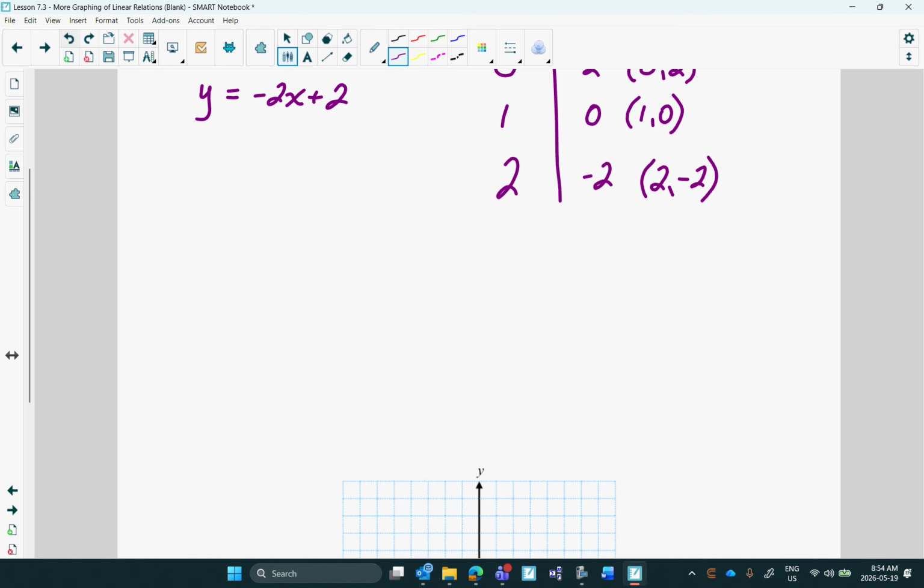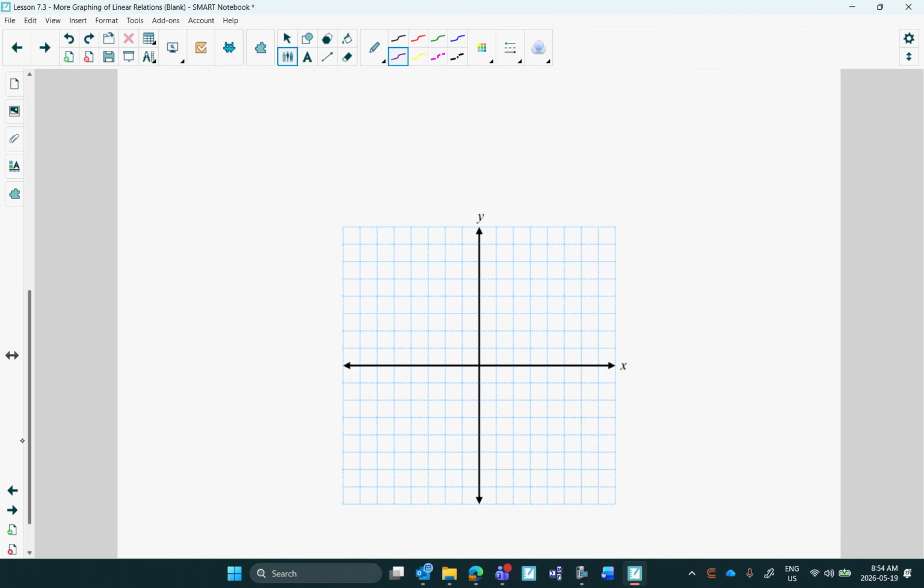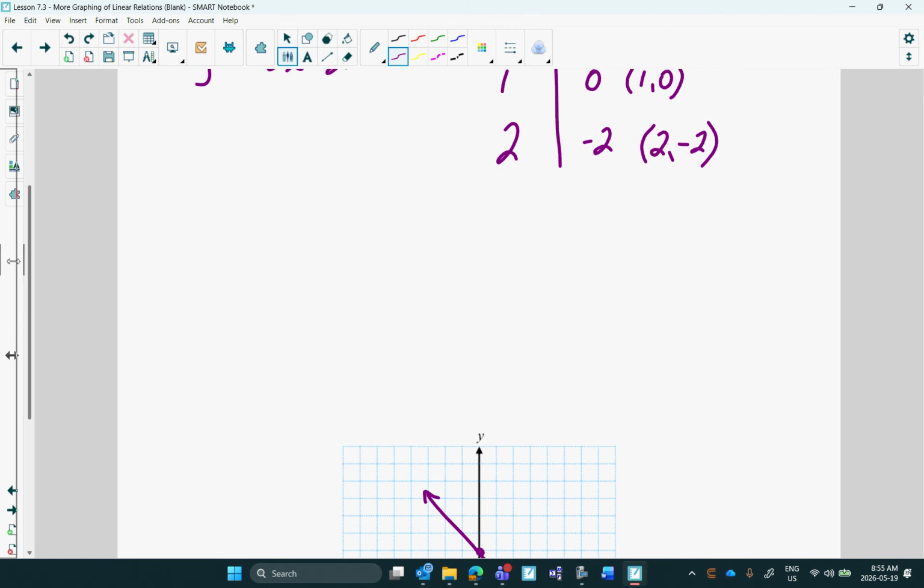Okay. Fair enough. Okay, let's plot these: 0, 2, 1, 0, and negative 2, 0. They should form a nice line. Is that a weird line, or is that a normal line? Would you consider that weird or normal? Oh, wait, that's not right. Yeah, you had something down.